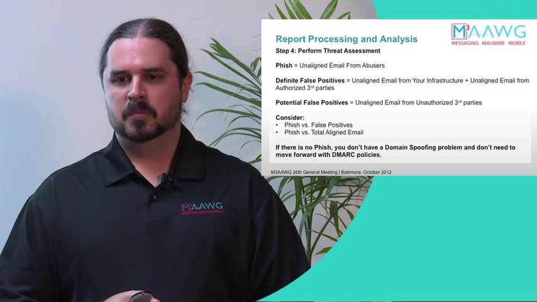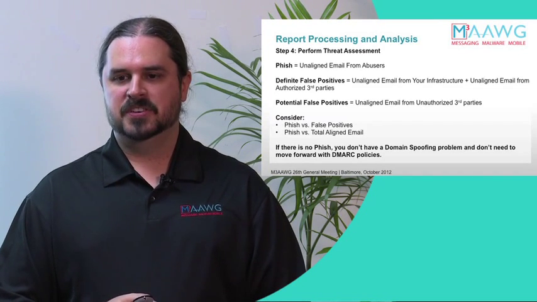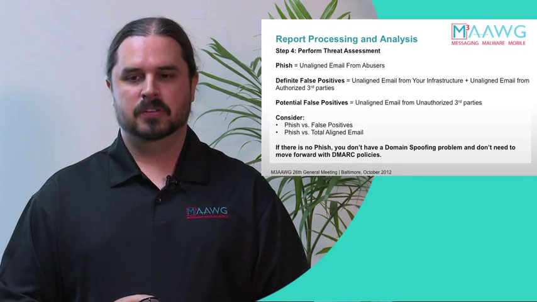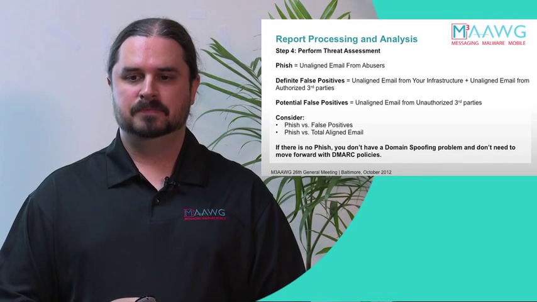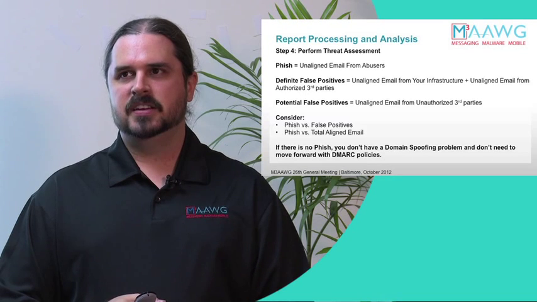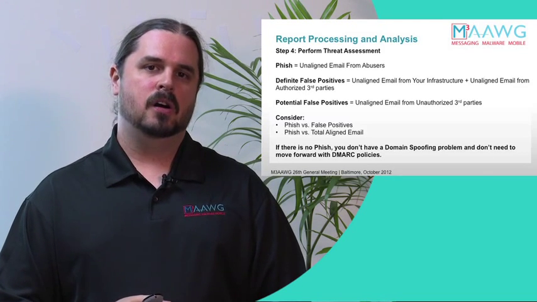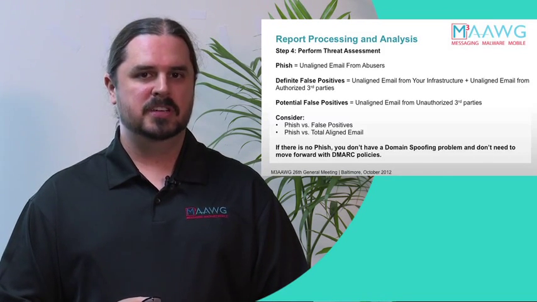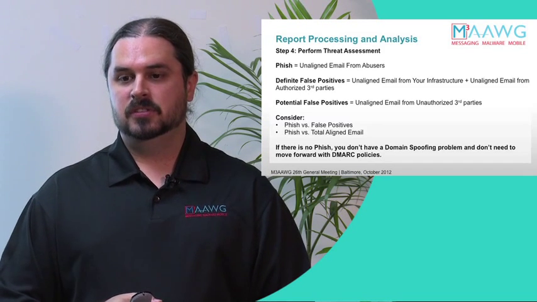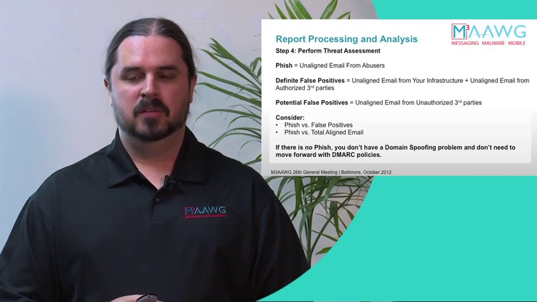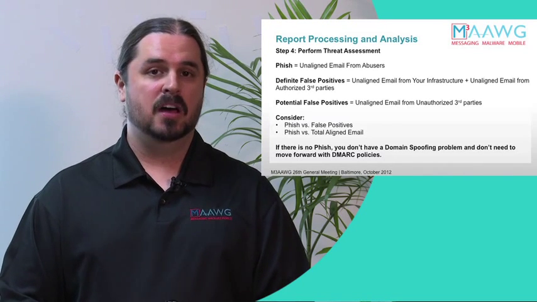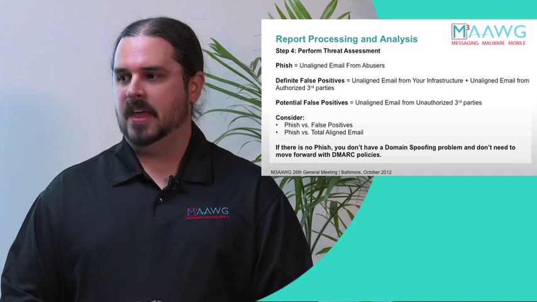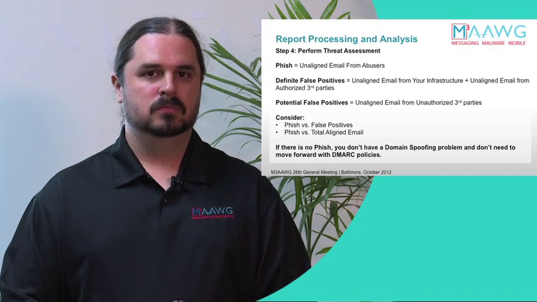So once you have all these numbers, you should consider how much phish is there versus how many false positives are there. How much phish is there versus the total volume of aligned mail you send. And this will give you an idea of what the cost benefits are of moving forward with policy actions in DMARC. If you find no phish, then you don't have a domain spoofing problem. And you don't need to move any further forward with DMARC other than continuing to monitor. That alone is quite valuable.